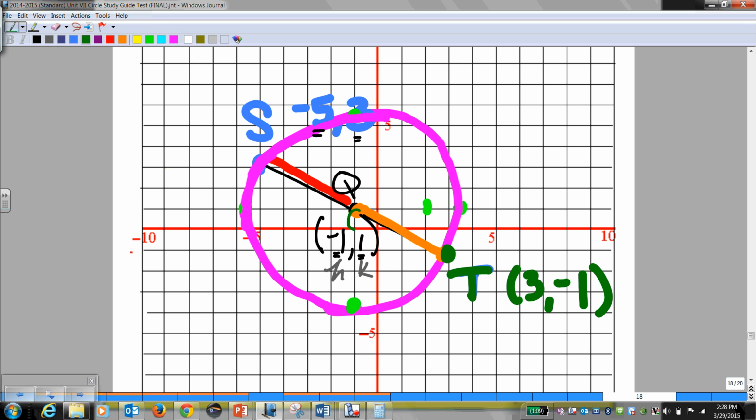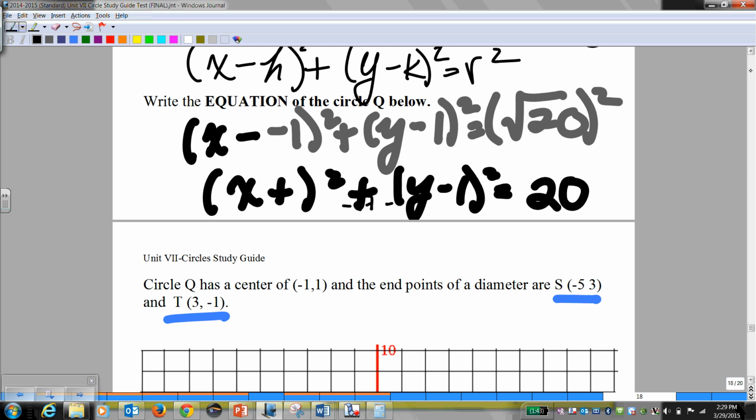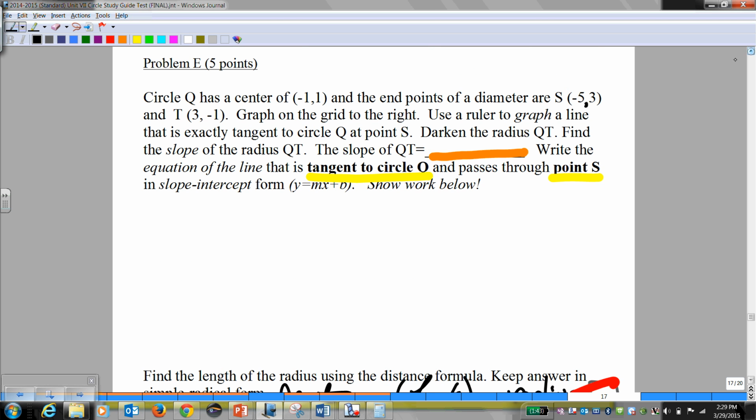Ready? 1, 2, 3. 1, 2. Whoops, that's not 3, it's 2. Let's go this way. So we can see here that our rise is going to be 2 and our run is 4. But look, it's a negative line, so our rise 2 over 4, and it's a negative line, therefore our slope of QT is going to be negative 1 over 2.